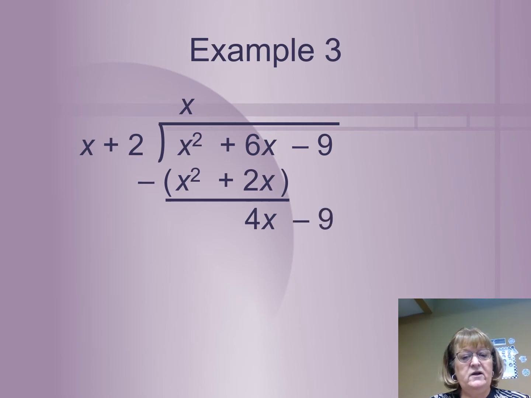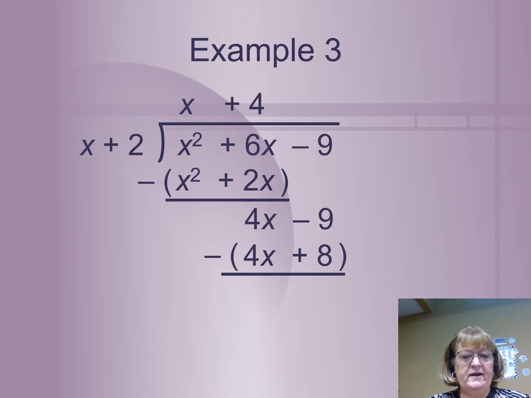-9. Now divide 4x by x. What is 4x divided by x? Well, we know that the x's will cancel. That gives me a +4. Divide, then multiply. 4 times 2 is 8. 4 times x is 4x. So we subtract. Don't forget your subtraction. Put those parentheses around it. That'll help you remember. -9 minus 8 is -17. And that's your answer.